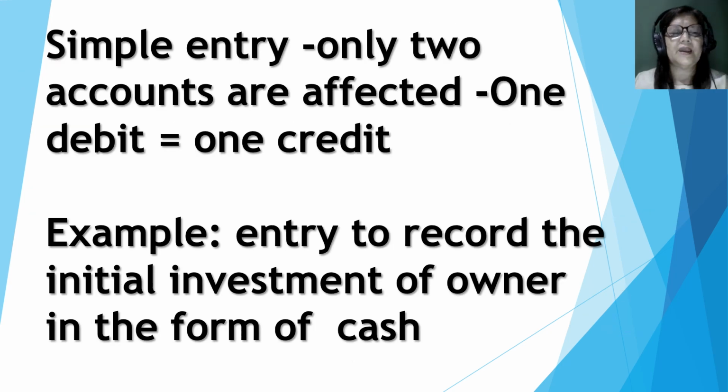Okay. Plus we have two entries. We have simple entry wherein two accounts are affected. There is one debit and one credit. Example is the entry to record the initial investment of owner in the form of cash only.